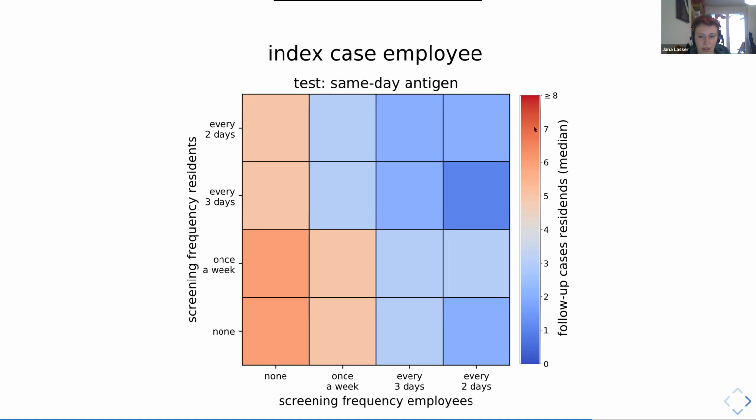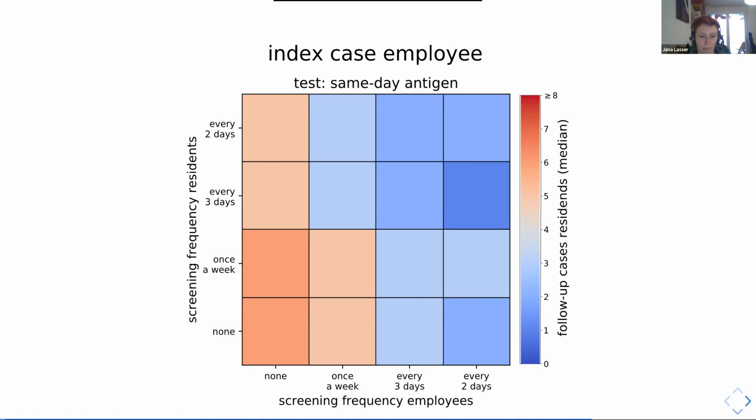And the color code here is the outbreak size. So how many follow-up cases will be caused by one infection that is introduced into the nursing home among the residents. I don't show follow-up cases among the employees to make the visualization simpler, and because I think outbreak size or follow-up cases in the residents are the more important observable here, because as I already said in the very beginning, the residents are the group of people that have this very, very high mortality risk and that are crucial to protect in this scenario.